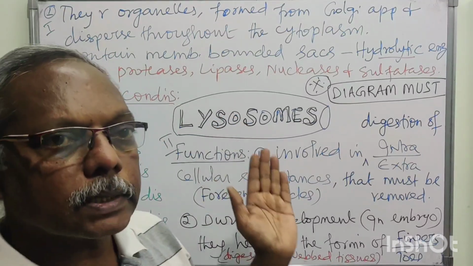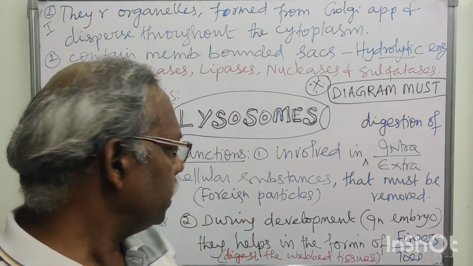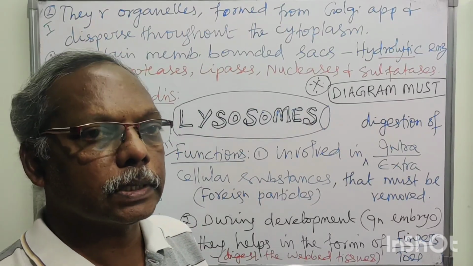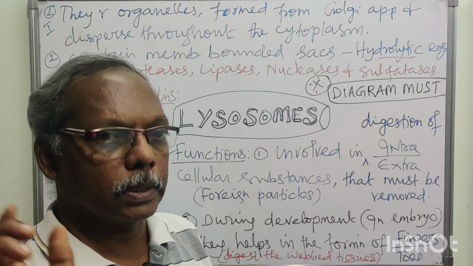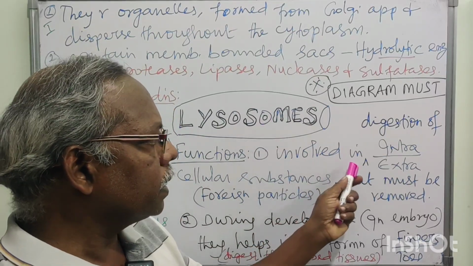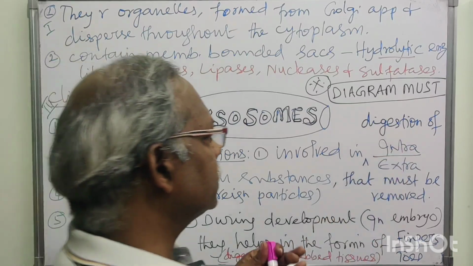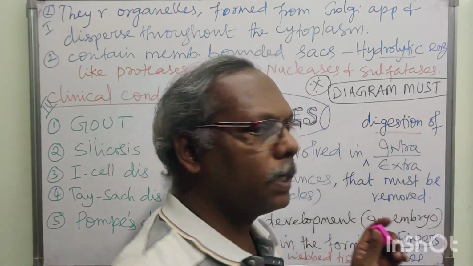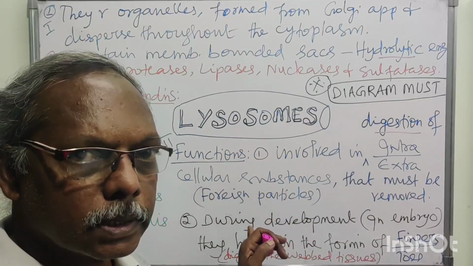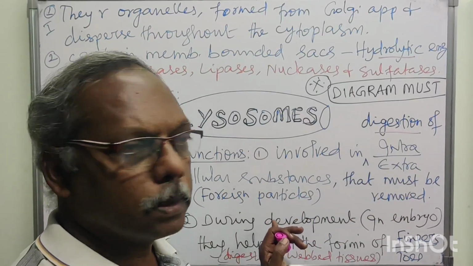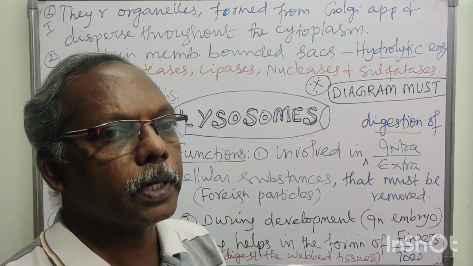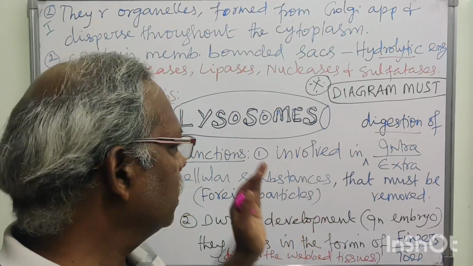Second, what they are asking is what are all the functions? We have only two functions, right? So definitely you should write these two functions, otherwise they won't give marks. First one is that lysosomes are involved in digestion of intra or extracellular substances, this word digestion is very, very important, that is foreign particles that must be removed. Very simple, removal of the foreign particles is the role of lysosome.